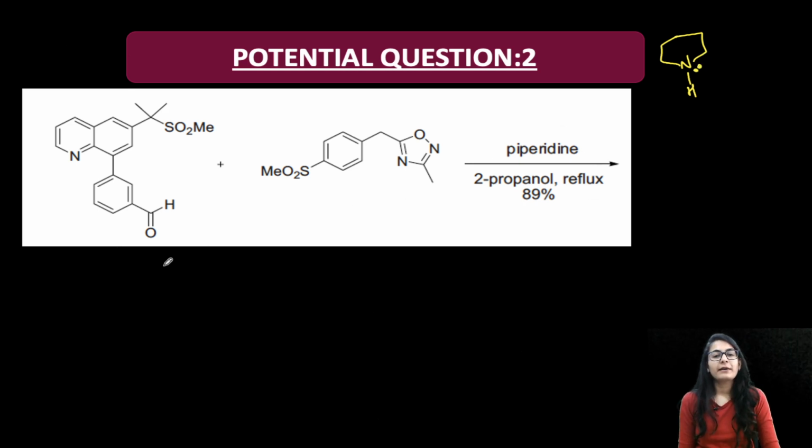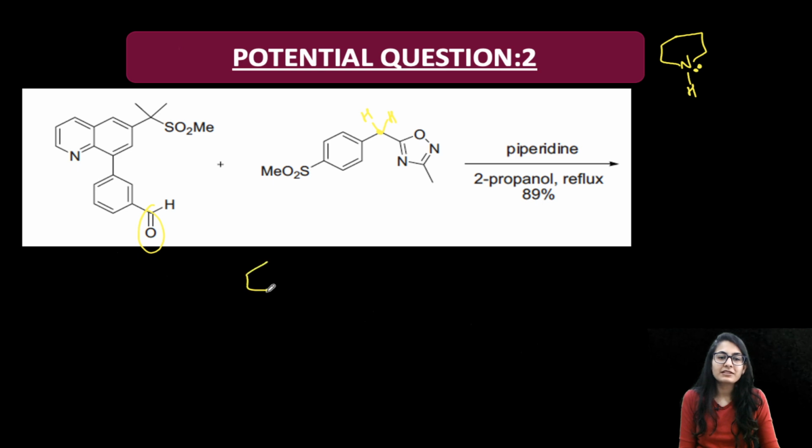What I'm not going to write the whole mechanism for this question because I have done it twice. So what I'm going to do is I'm directly going to write the product. It's a very big molecule that is given to you, but you have to identify what is the reaction which is taking place. So you can spot out that these are the two hydrogens which are the active methylene hydrogens, and this is the carbonyl carbon on which the enolate has to attack.